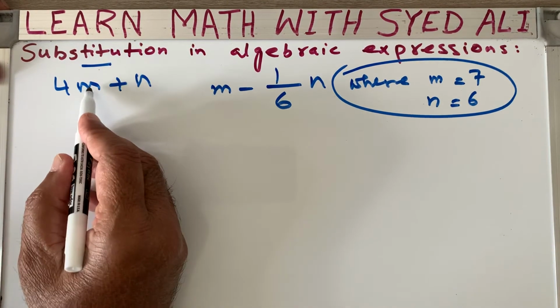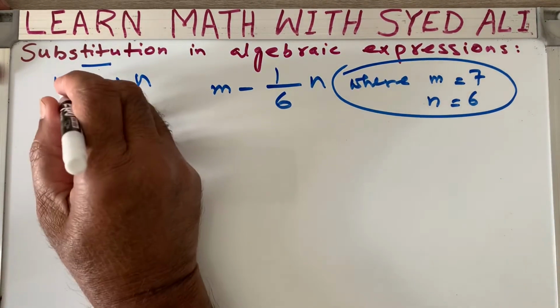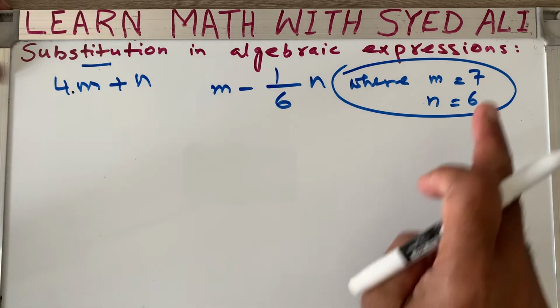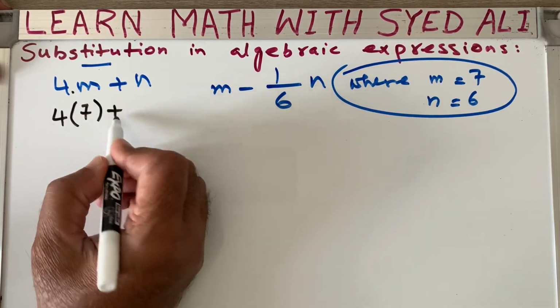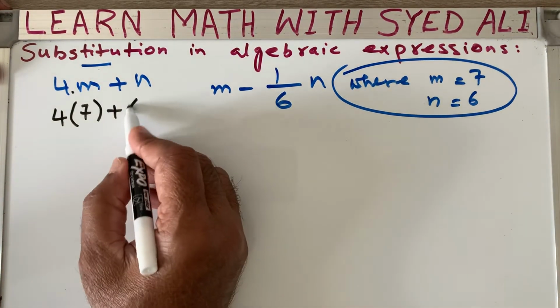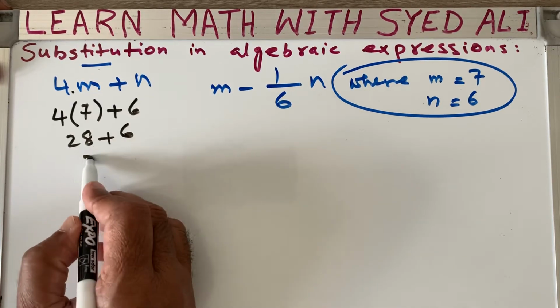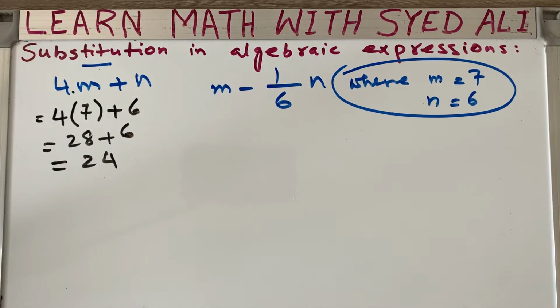What is m? So 4 times m. When there is no sign, we say that it is multiplication, or sometimes we put a dot. 4m means 4 is being multiplied by m. The value of m is 7. So now we will substitute m as 7 and n as 6. 4 times 7 is 28. 28 plus 6 is 34. So we arrive at the value. We substitute the values of the variables into the algebraic expression.